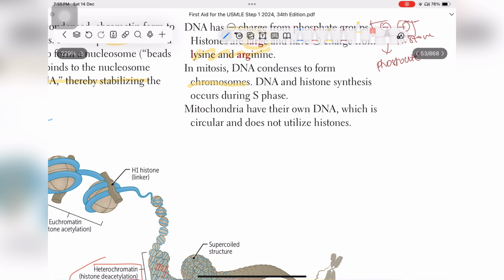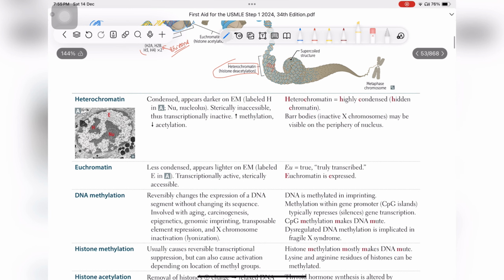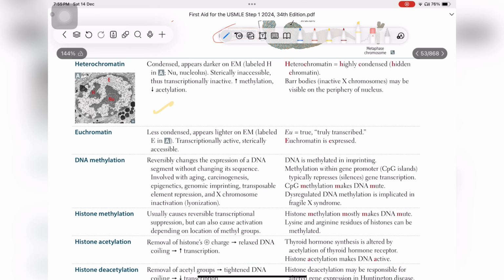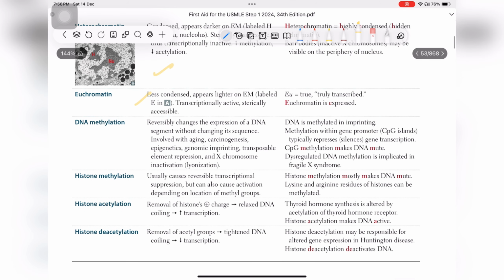In mitosis, DNA condenses to form chromosomes, and we know DNA and histone synthesis happens in S phase. Yes, mitochondria have their own DNA, which is circular. This is important: circular DNA does not utilize histones, so no histones in mitochondria. Before going to heterochromatin and euchromatin, we are going to go through methylation and acetylation, because if we understand methylation and acetylation, then we can easily understand euchromatin and heterochromatin.